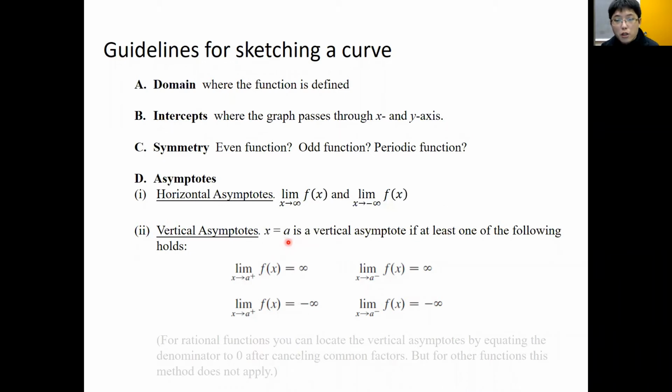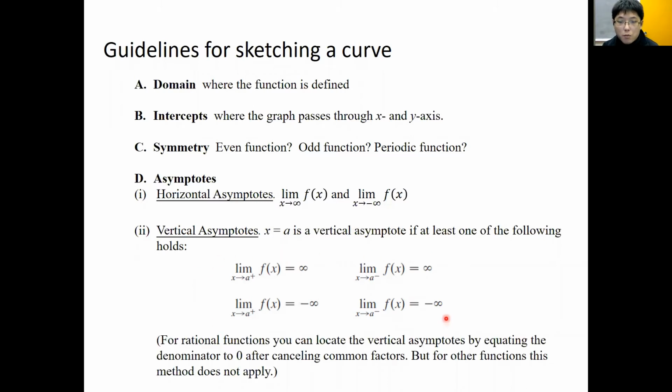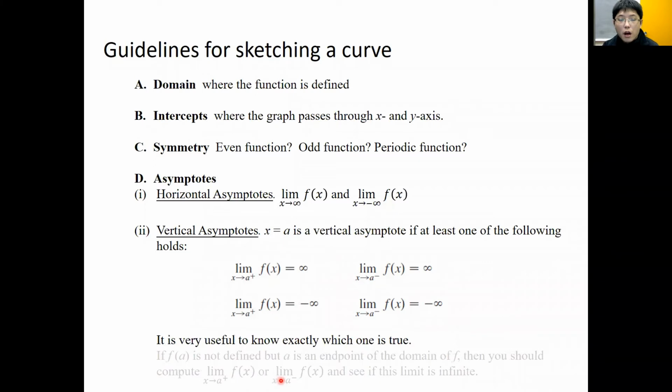So to decide the vertical asymptotes, you need to locate the values of a where one of these four cases happens. So for rational functions, this is pretty easy. You can simply locate the vertical asymptotes by equating the denominator to 0 after canceling common factors. But for other functions, this method does not apply, and you need to investigate carefully using the properties of those functions. Okay, another remark is that it's very useful to know exactly which one is true. So this information will help us to determine how the graph looks.